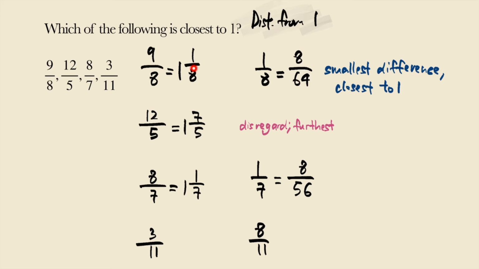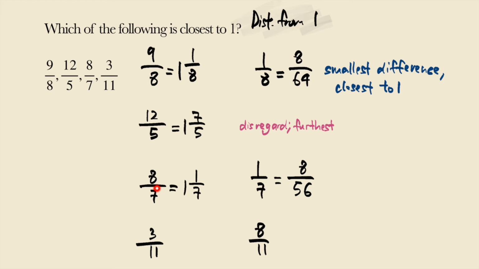Which means it is 1/8 away from 1 whole. Now for 12 over 5, you can tell that it's actually more than 2 wholes, yeah? So we actually can disregard this because this is more than 2 wholes away. It's definitely very, very far away from 1 whole, right? So we can totally ignore this one.